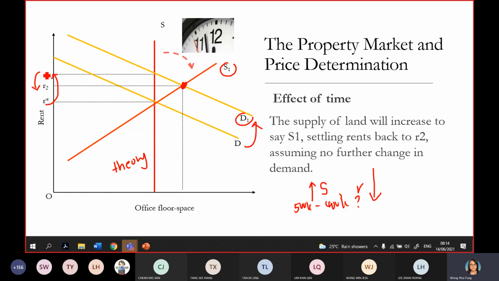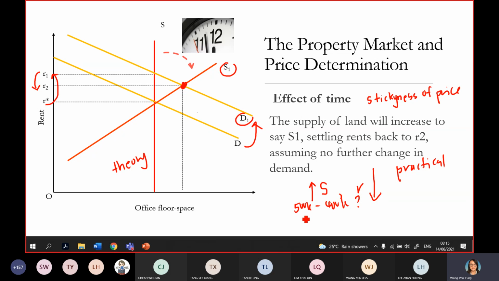Theoretically, you can see that the rental will fall when we supply more property in the market. But practically, in reality, the rental will not fall due to another uniqueness of the property market, which is what we call stickiness of price. Stickiness of price, not sticky rice. What does it mean by stickiness of price? Property price will always stick to the highest. It's very, very difficult for property price to fall.